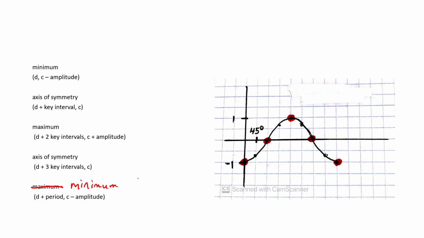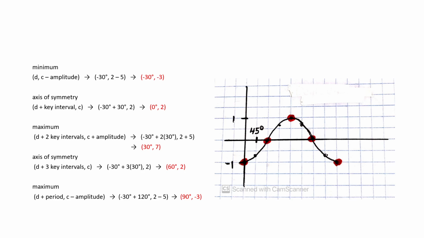When we establish what those points are, we see that we have the d value of negative 30, the c value is 2, but we're subtracting 5, which gives us that negative 3 right there. In our second one, we have our original d value plus a key interval, and our y value is just the y value of the axis of symmetry, and we evaluate. We go through the process like that. Notice that the x values are going from negative 30 to 0 to 30 to 60 to 90. We're just adding 30 degrees each time, which is 1/4 of the period.